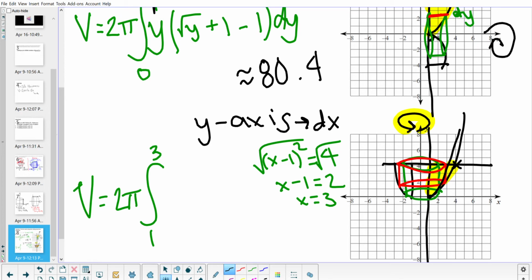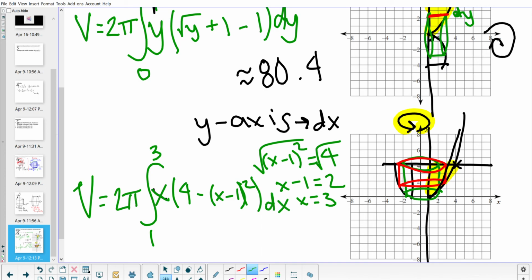So 2 pi r this time is going to be x, and your radius is always going to be the variable you're doing this with respect to. And then your height, in this case, since it's not flush with the x-axis, is going to be top minus bottom. So top is y equals 4, minus bottom, which is (x minus 1) squared. Parenthesis. And then your thickness, which is dx.